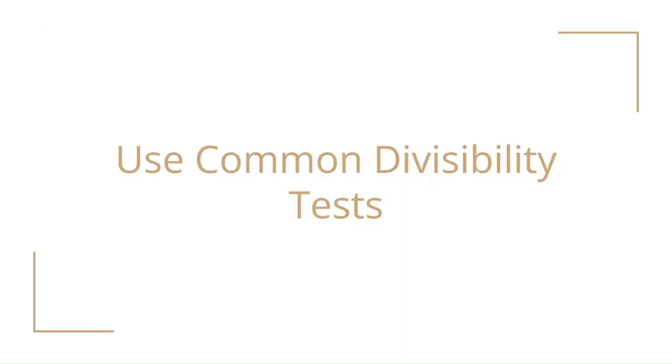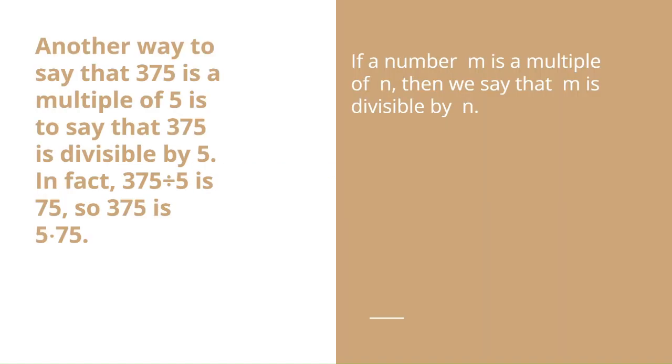Next, use common divisibility tests. Another way to say that 375 is a multiple of 5 is to say that 375 is divisible by 5. In fact, 375 divided by 5 is 75, so 375 is 5 times 75. If a number n is a multiple of m, then we say that n is divisible by m.